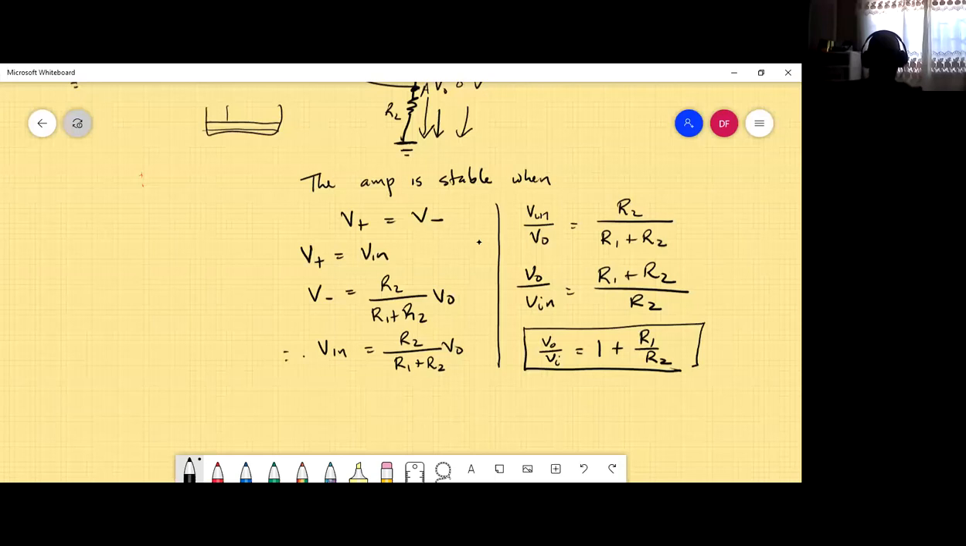So we can write V out over V in is equal to 1 plus Z1 over Z2, where those are impedances.